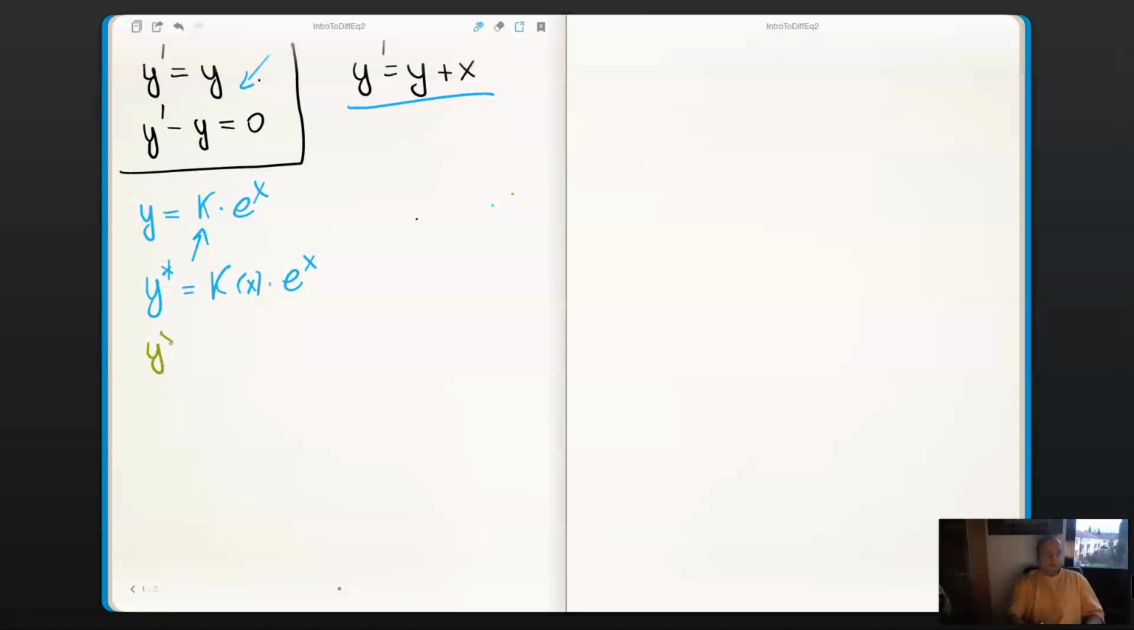So y star prime is going to be, this is a product, so we have to apply the product rule. This is k prime of x times e to the power of x plus k of x times the derivative of e to the power of x. I hope you guys are familiar with the product rule.